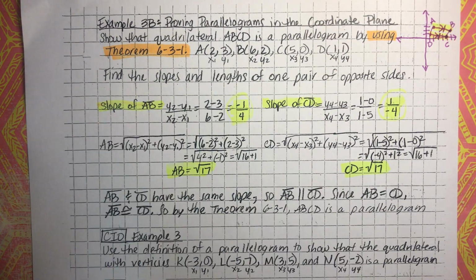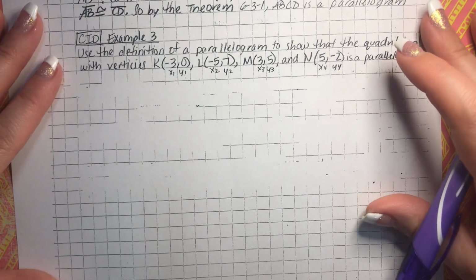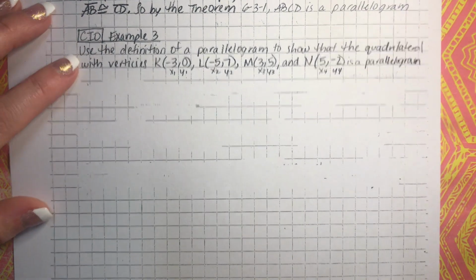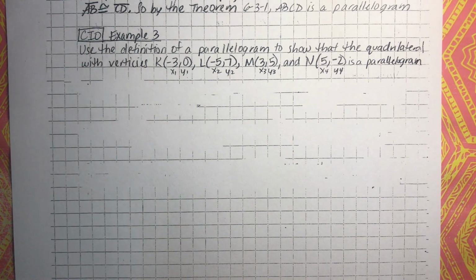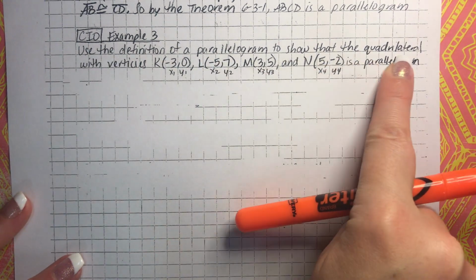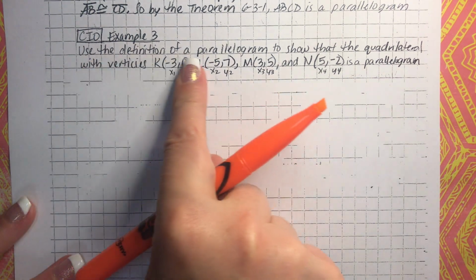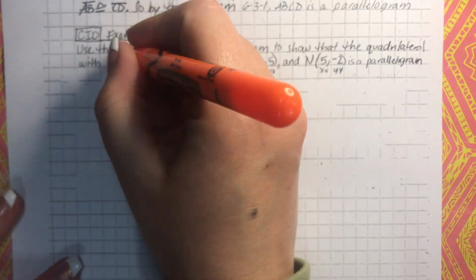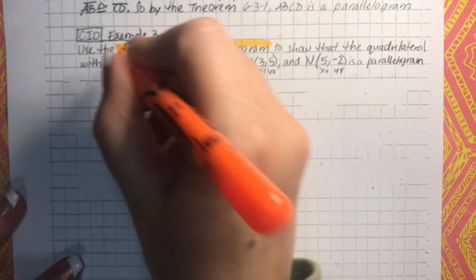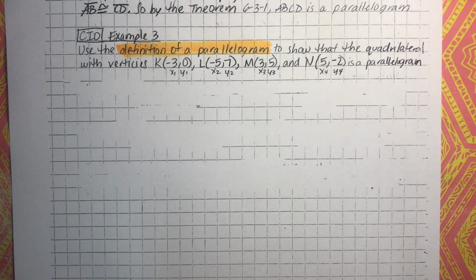Whew, that was a lot. Okay, perfect. So now it is your turn to check it out. We need to be sure on how we are going to show that it's a parallelogram. It says use the definition of a parallelogram to show that the quadrilateral with these vertices is a parallelogram. So use the definition. The definition of a parallelogram, that's how you have to prove it. And remember the definition of a parallelogram, I'm just going to leave it like that. Okay, so you go for it.